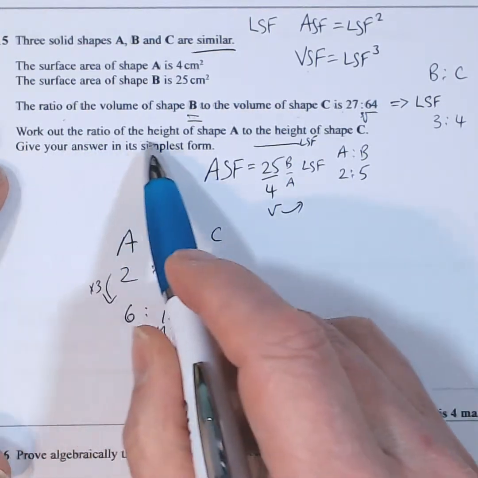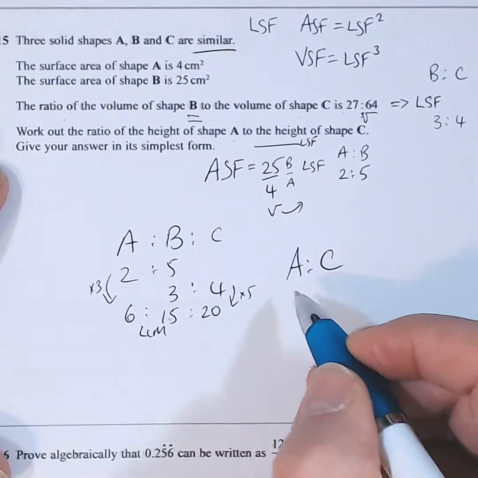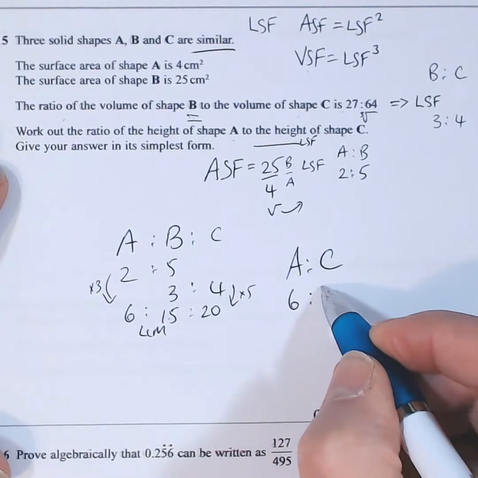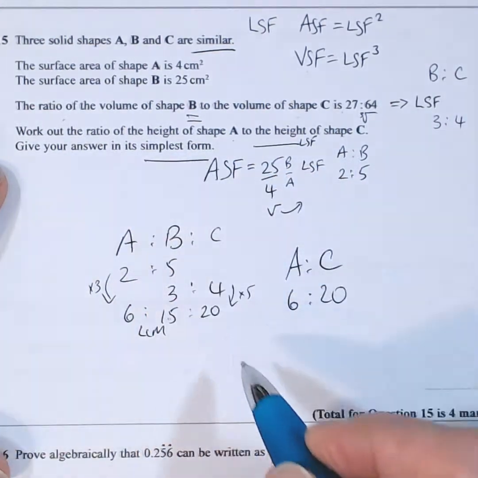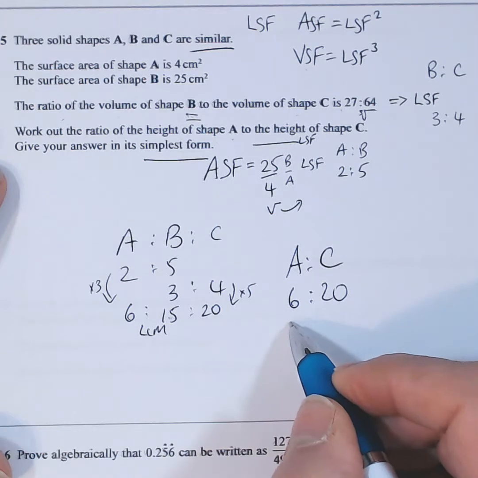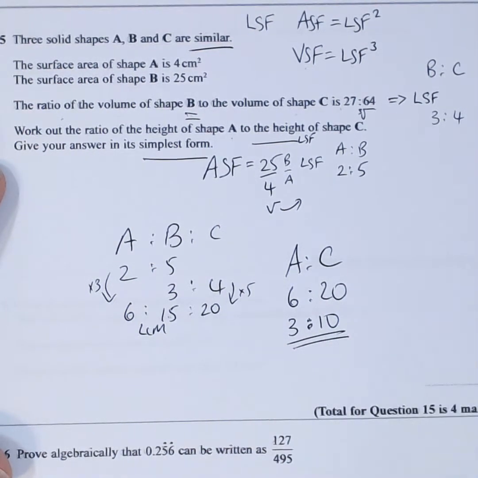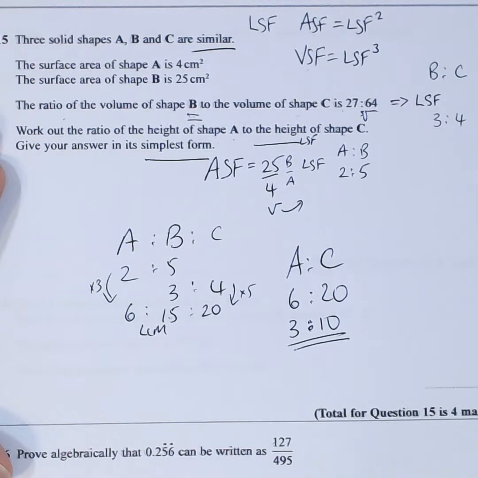So it says work out the ratio of the height of A to C. So the question wanted A to C, well it's 6 to 20, but it wants it in the simplest form. So we're going to divide that by 2, and we're going to divide that by 2, and so the answer to this question is 3 to 10.